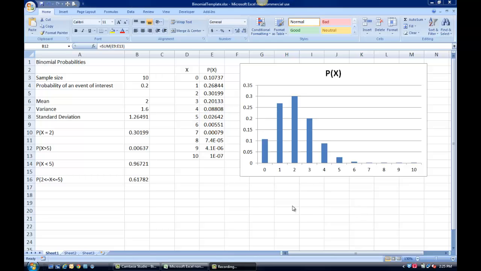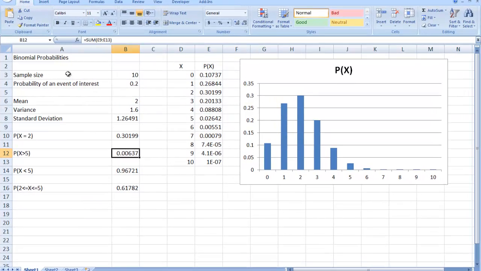Today we're going to go over binomial probabilities and the binomial probability template. As you can see from this screen, we're in Microsoft Excel and we see not only a chart, but the input values, which are the sample size and probability of an event that we're interested in. In this case, the sample size is 10. Probability of interest is 0.2 or 20%. So 20% of the time this probability occurs.